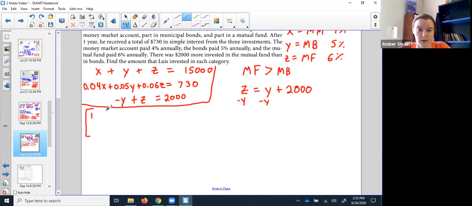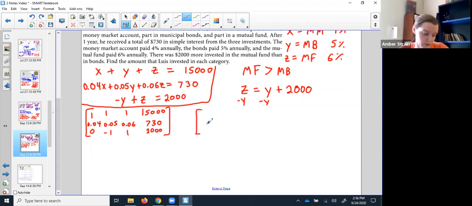So then I'd have 1, 1, 1, 15,000. I would have those decimals, 0.04, 0.05, and 0.06 equal to that 730. And then last, be careful, the 0 for the X. There weren't any money markets involved in that last statement. 0, -1, 1, 2,000. Punch that in, do your rref, and it should give you this right here.